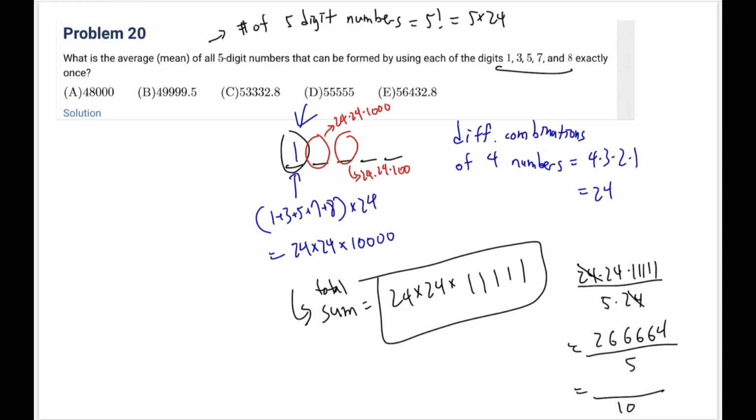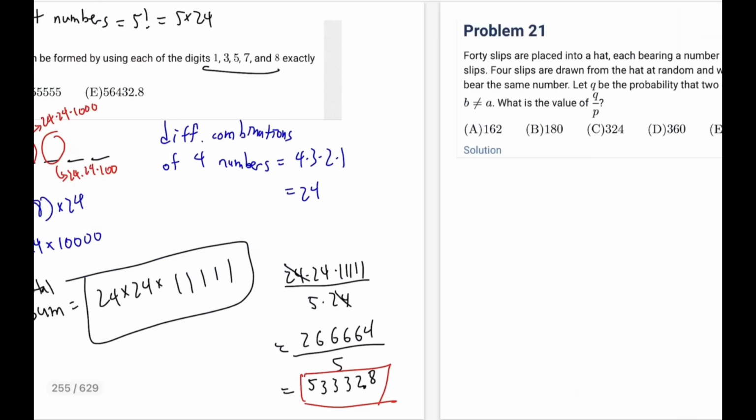Yeah, so that's 10. This is 4, 5, 2, 3, 2, 3, 2, 3, and then that will be 2. That will be 8. And so this is 53332.8, and then we could get rid of these over 10, right? And so what we need to find is this. This is the answer, so the answer is C.